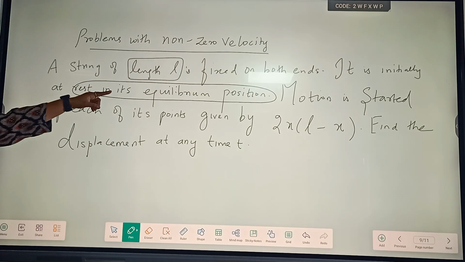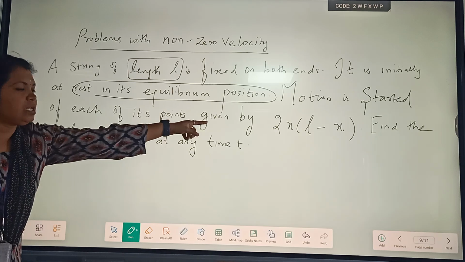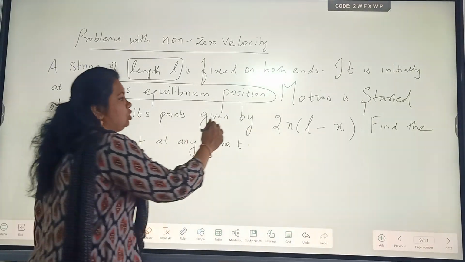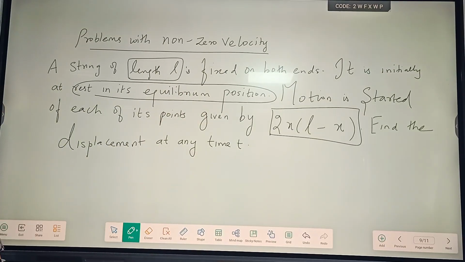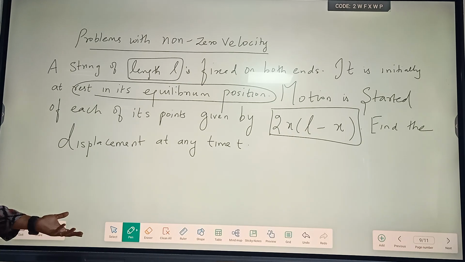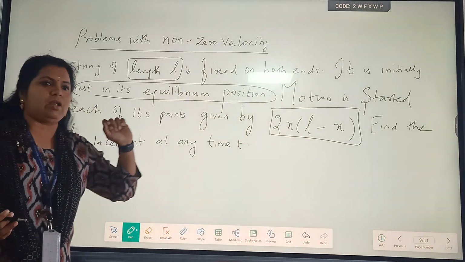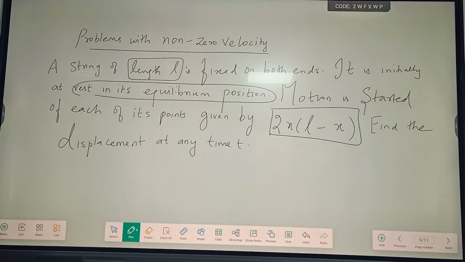In that equilibrium position, what is the function given here? 2x into (L minus x). Nothing else is mentioned in the problem, so all the other values are automatically 0. Only the equilibrium position is given. So find the displacement at any time.